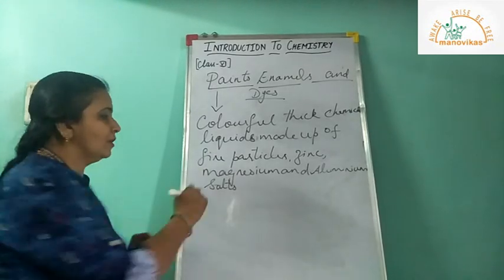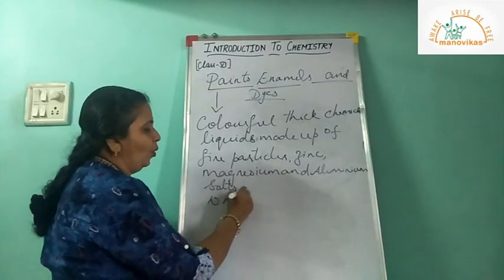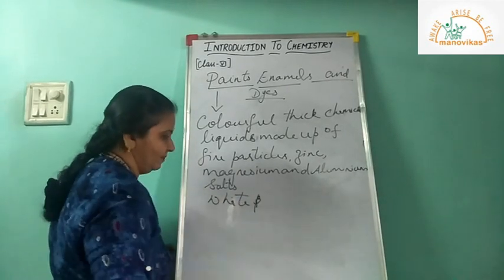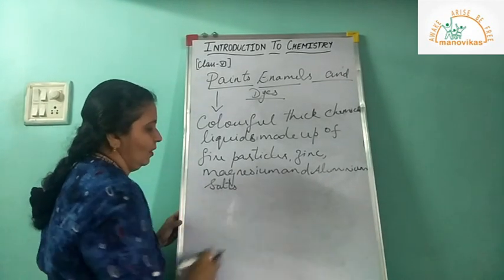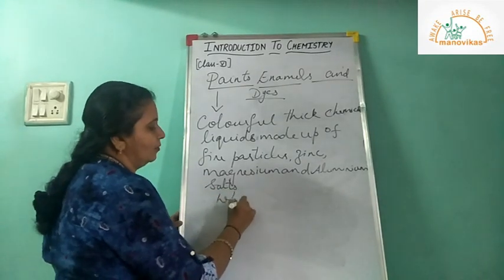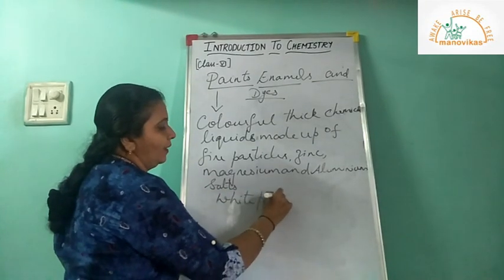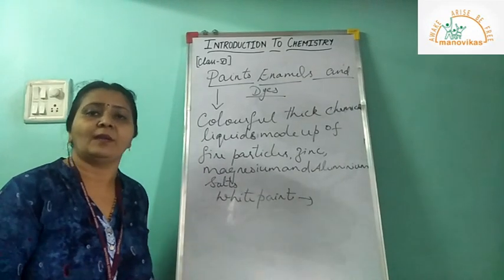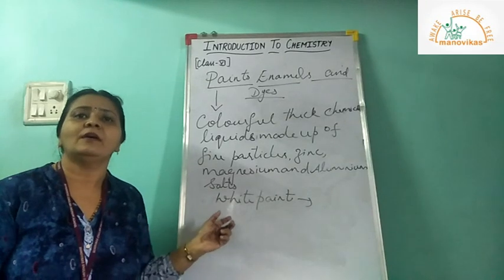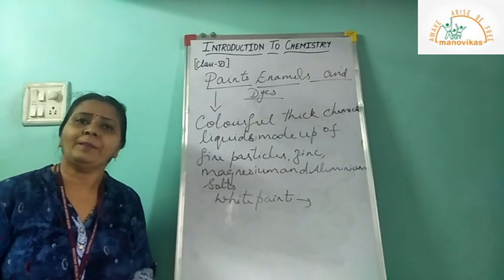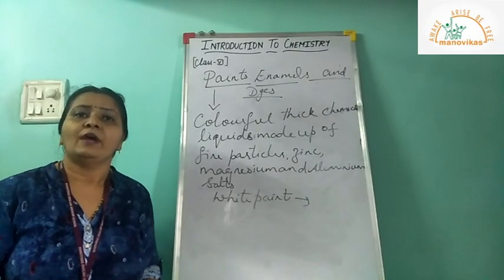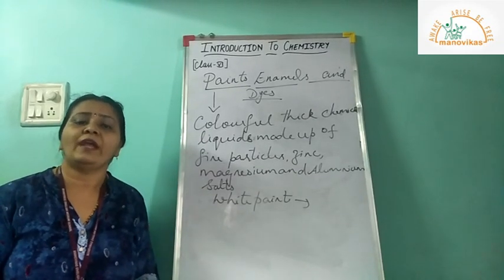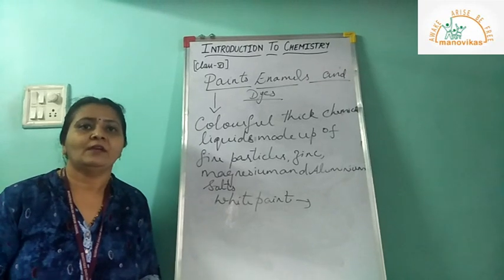Example for paint, common white paint. White paint contains zinc oxide. The chemical that is present in white paint is zinc oxide. And white paint is mainly used in preventing rusting of iron and also used in cosmetic industry.